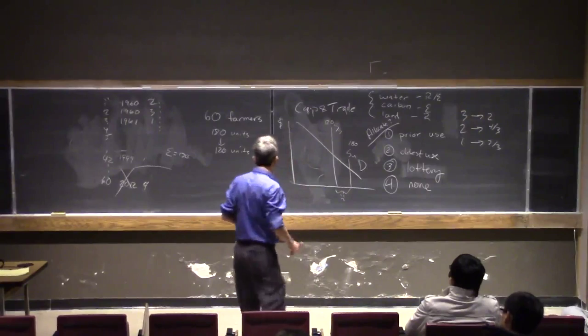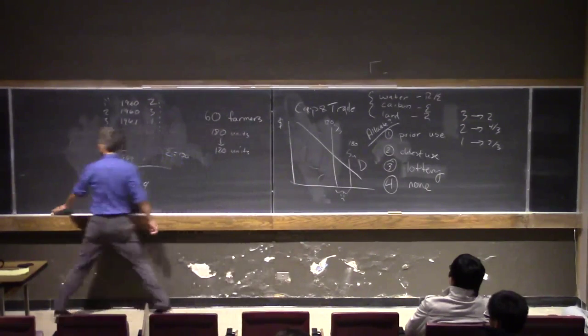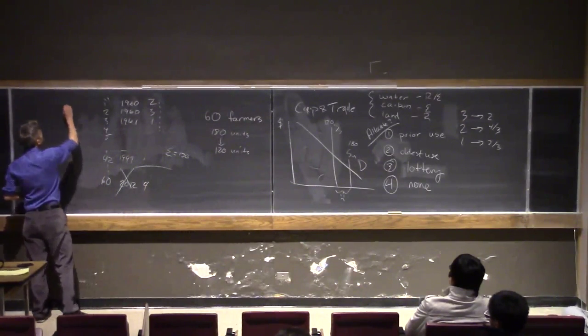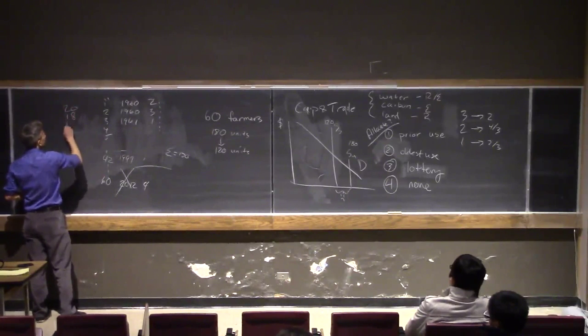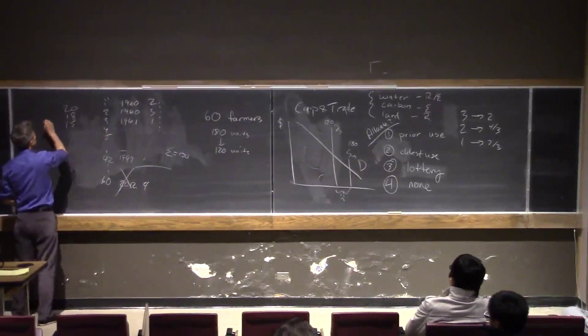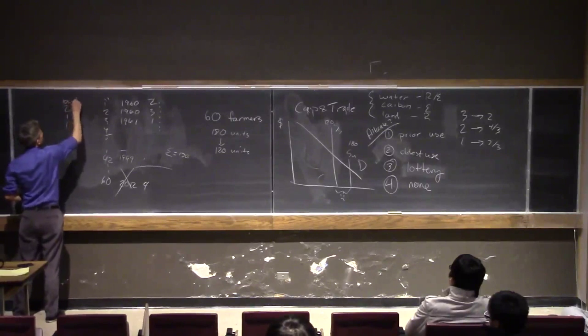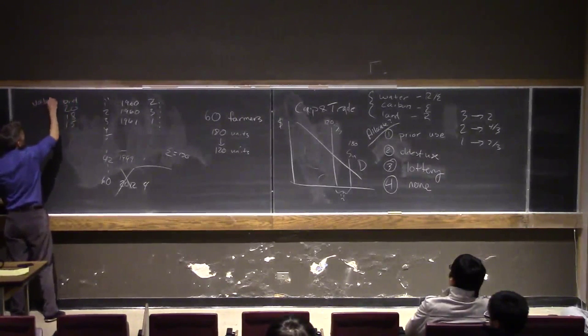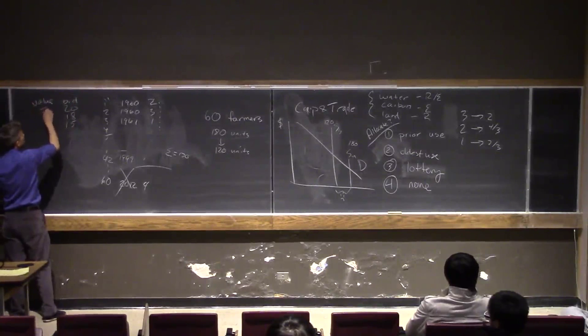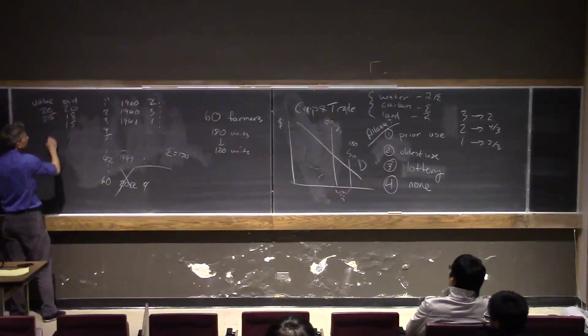And what happens on the margin is that you bid, you got 20, 18, 15. And say that this is the bid, and this is the value. And so the value is, say, this person, it's worth 20. This person says, it's worth 25, but I'll bid 18.